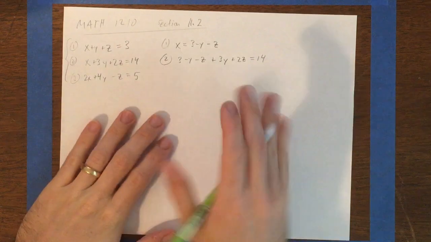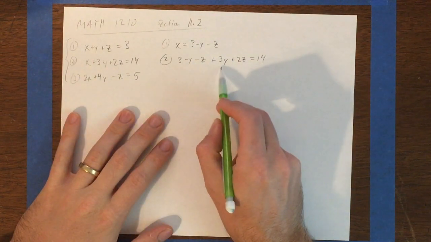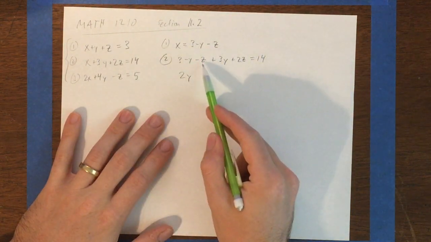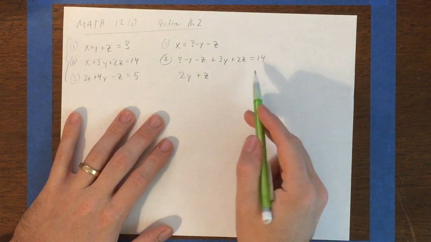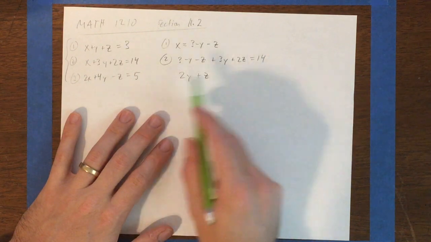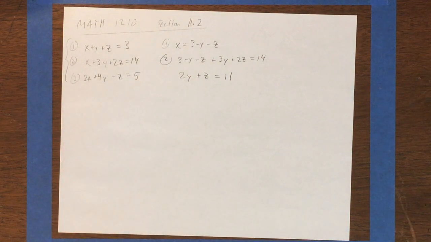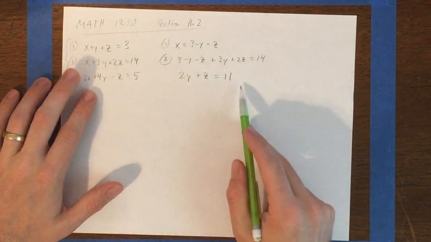That should simplify. There are no x's, so for the y's, we have negative y plus 3y, that'll be 2y. For the z's, we have negative z plus 2z, which is plus 1z. And for the constants, I'm going to subtract the 3 from both sides and move it over here, so 14 minus 3 is going to be 11. So that's what I have: 2y plus z equals 11. All right, so that was equation 2. We did the substitution, and then we simplified it.